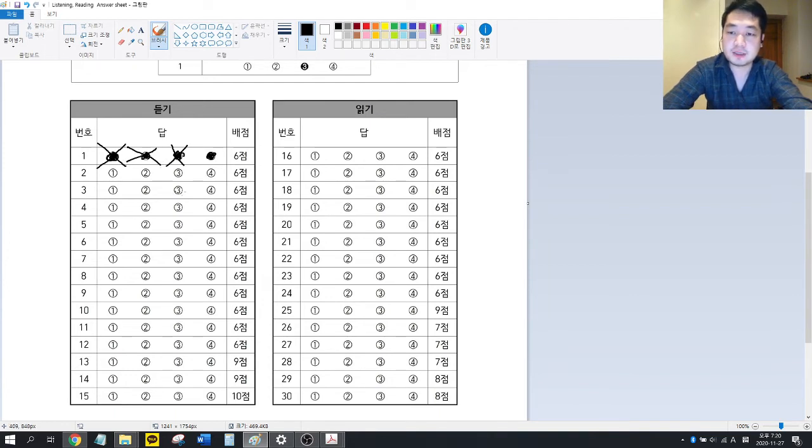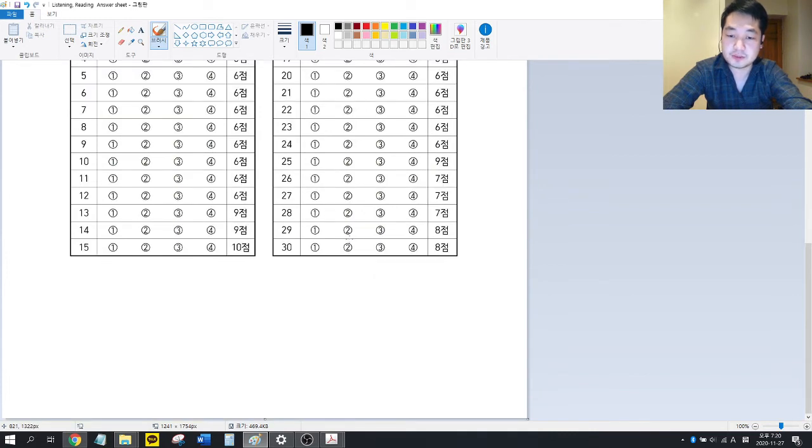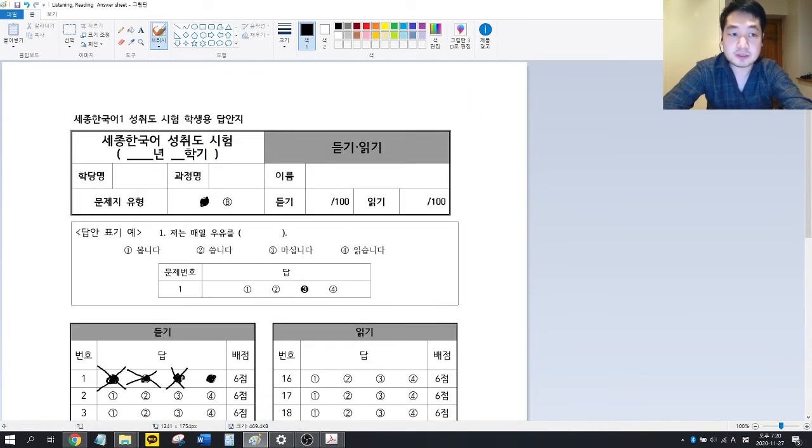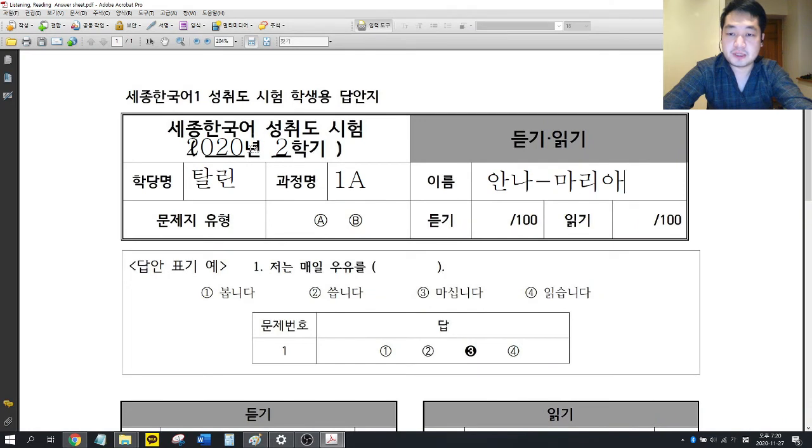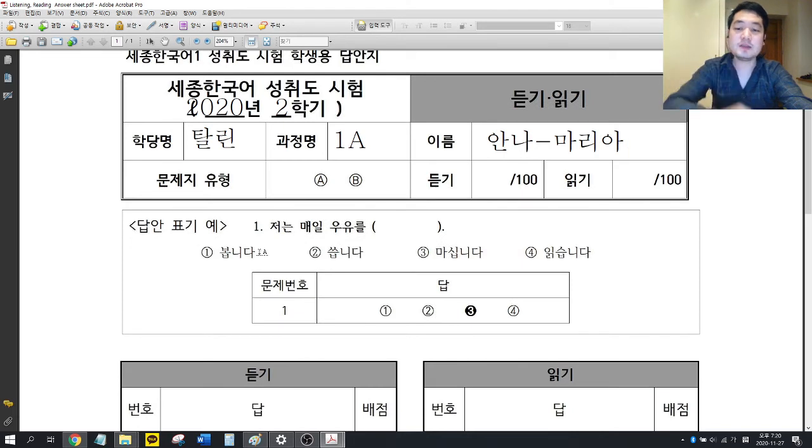This for listening, reading is all the same, right? Okay, so it's clear. So write the year, second semester, Tallinn, and 1A, and your name, Anna Maria, and then mark on the A. This is the example.